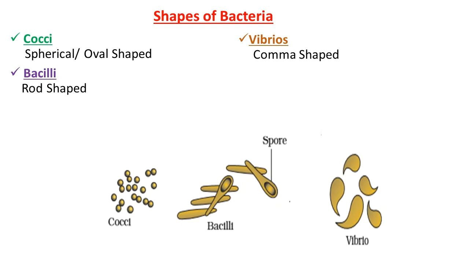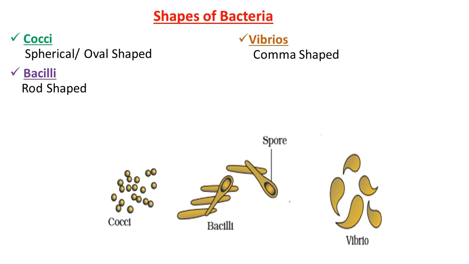Number 3 is the Vibrium, or again the plural is mentioned here, is the Vibrio. Vibrio or Vibrium forms, they are comma shaped. The comma shaped forms are called as the Vibrio.